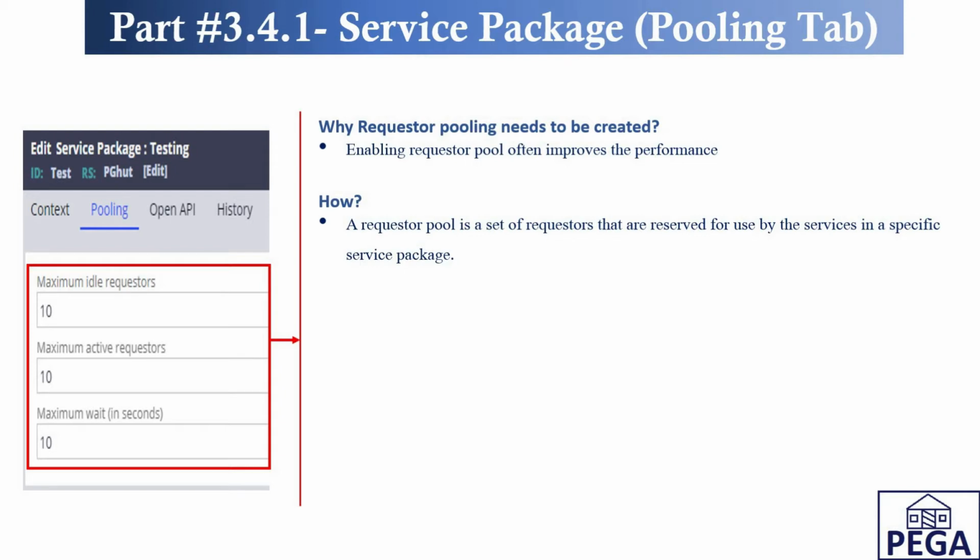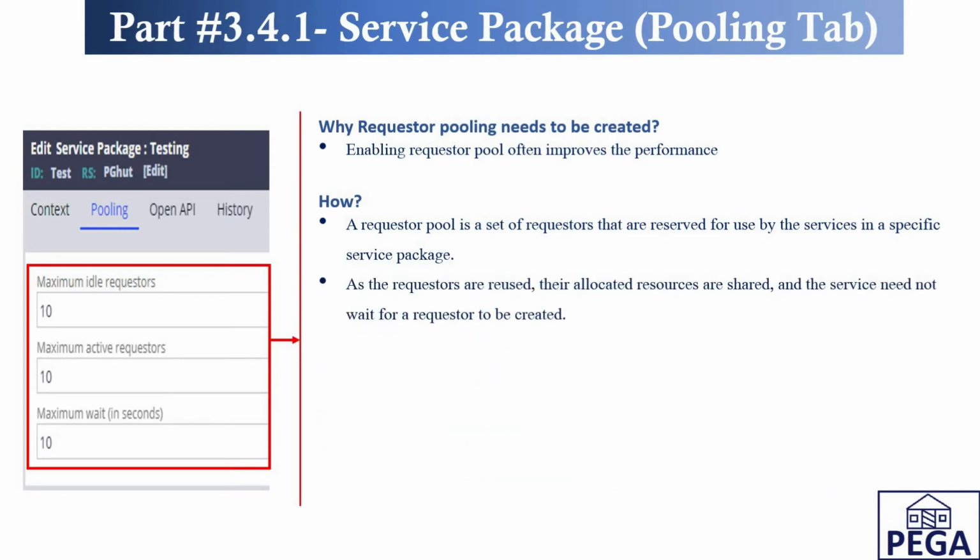Now if you create 10 service packages and each service package has like 5 services, when I say pooling, it means it is dedicated for that particular service package. When you create a size, those requesters are dedicated for that service package. So anytime somebody comes and hits, it's going to execute that service.